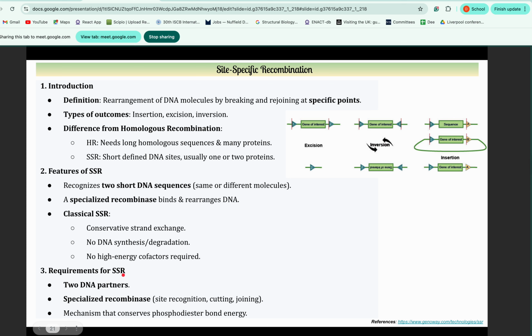So what are the requirements for site-specific recombination? One is that we require 2 DNA partners where we can bring about the change. Then a specialized recombinase is required. This recombinase is involved in site recognition, cutting and joining. And we need a mechanism that conserves the phosphodiester bond energy, because after you exchange the segments or flip them, after the break you also need to reconstruct the phosphodiester bond between the DNA fragments. So we need something which can conserve that phosphodiester bond.